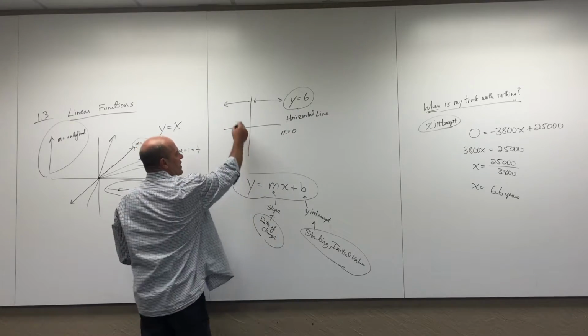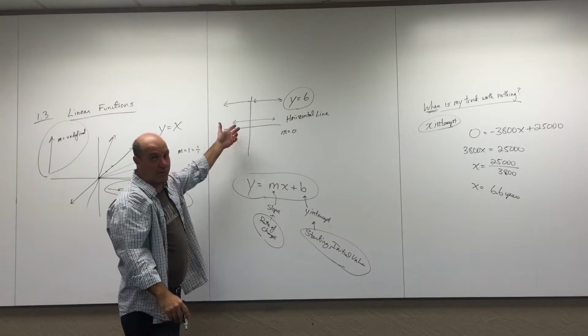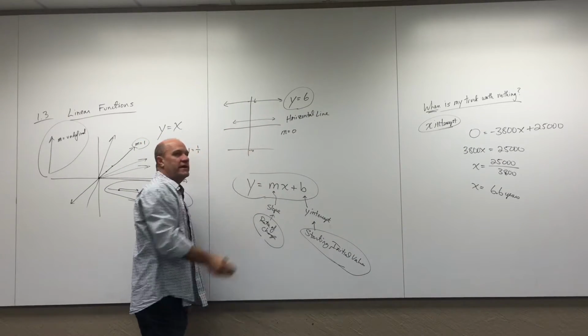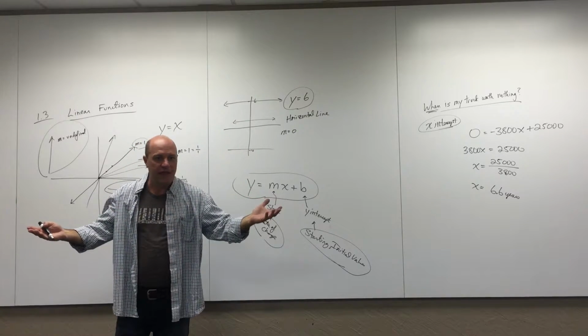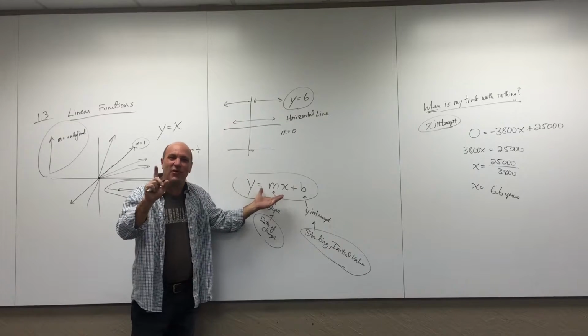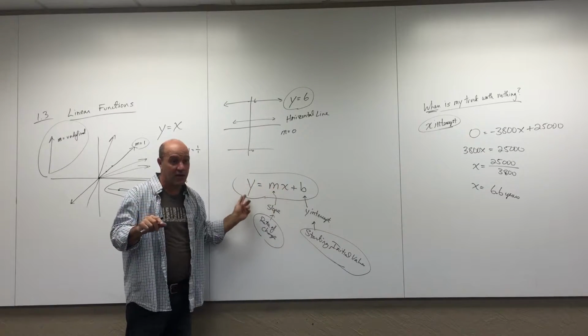What if it was this horizontal line going through 2? What would his equation be? Y equals 2. What if he's down here and he goes through -10? What's his equation? Y equals -10. It almost doesn't fit the formula, but it sort of does. If the slope is 0, you just get y equals a number.